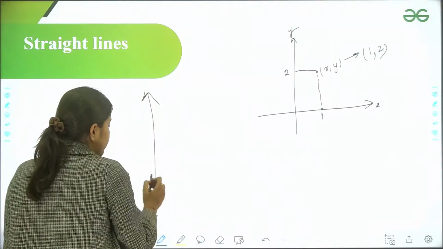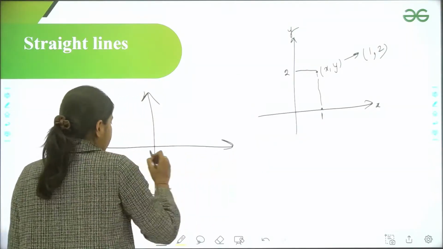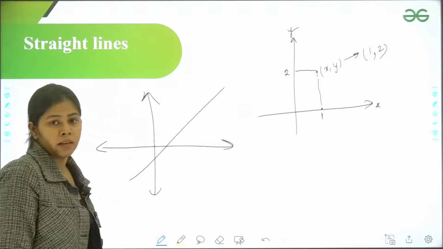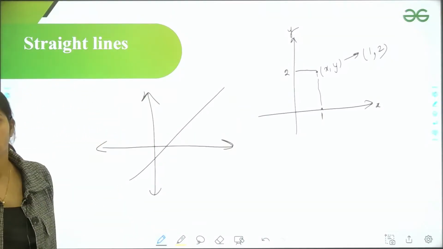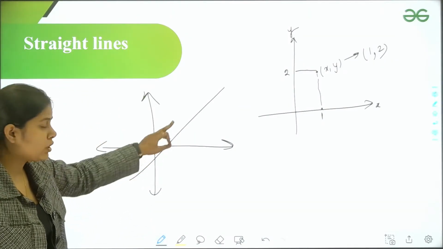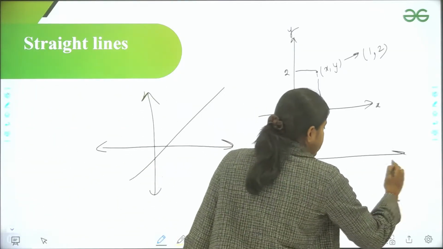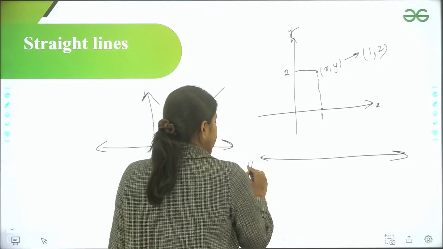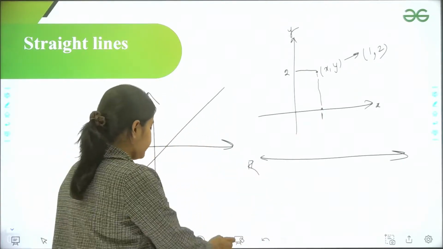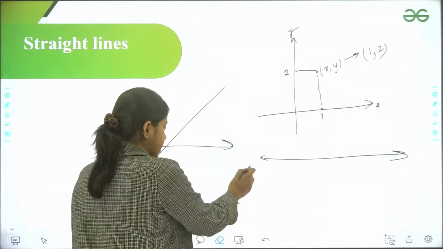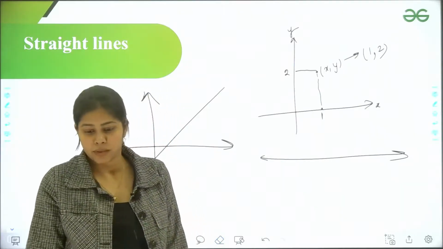Now, if I talk about this 2D plane, in a 2D plane I can draw anything. Let's suppose I draw a line here, right? This is a line. I want to know what would be the equation of a line. First, let's discuss the real number line. This is my real number line. Can anybody tell me what a real number is?